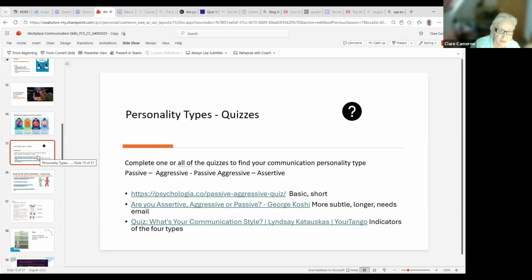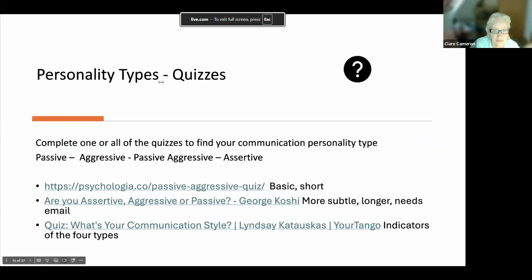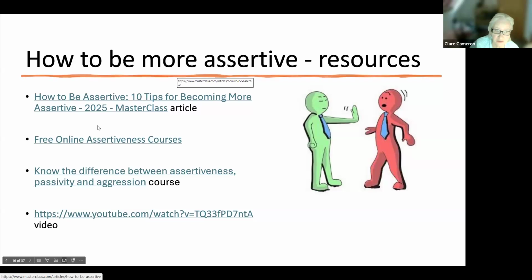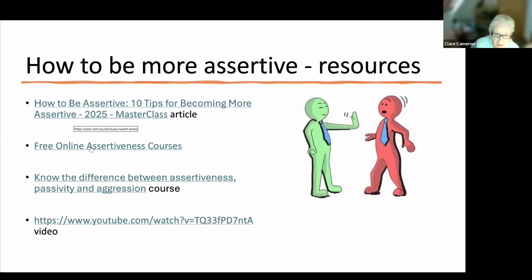A lot of people would have problems with being assertive enough. Assertiveness is something that a lot of us struggle with. We're maybe too polite, or we're not good at being assertive without getting upset, or over egging things. So what I've done here is I've put some assertiveness links for you. There's how to be assertive, and there are free online assertiveness courses.